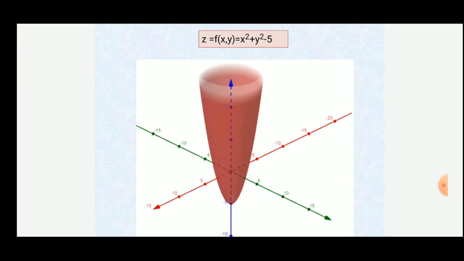So what will be the effect of this minus 5? Our paraboloid x square plus y square will be lifted by distance 5 in downward direction along negative z axis. So what will be the level curves? The level curves would be again circles.